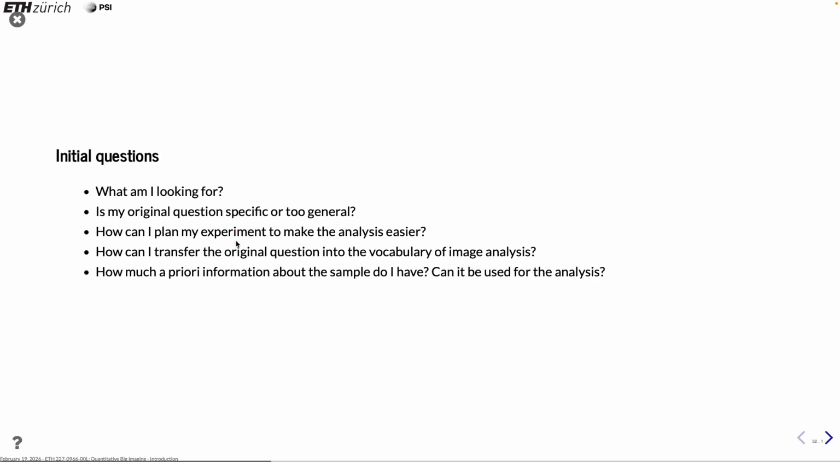So when we start our analysis, we want to have some initial questions. So the first one is actually, what am I looking for? And put that a little bit critically. And then if you start asking that one, then is that question too general or too specific to be able to actually give you the answers that you need? And a very important question is how I can plan my experiment in a way that I can do my analysis easier. It can be the order in how you do things.